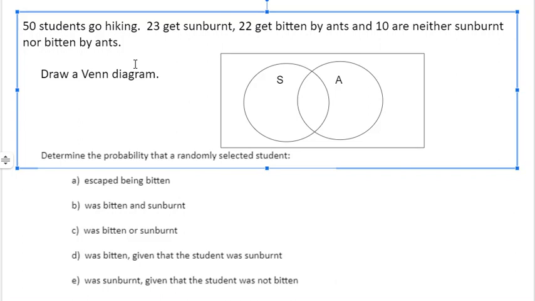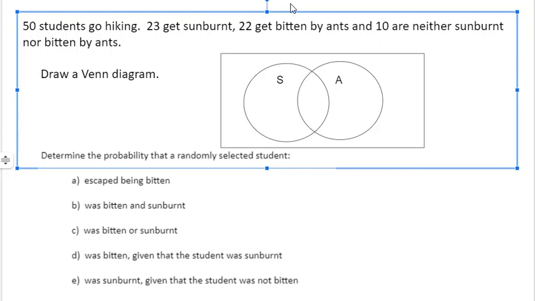Well, I added everything up and I got 55. Then I subtracted by 50 and got 5 extra. And since I knew the 5 wouldn't go in the 10, I just split it evenly between the 23 and 22. Okay, I think it's a good start.